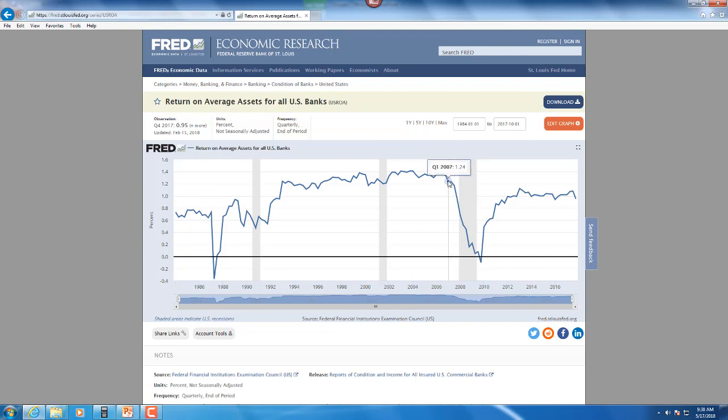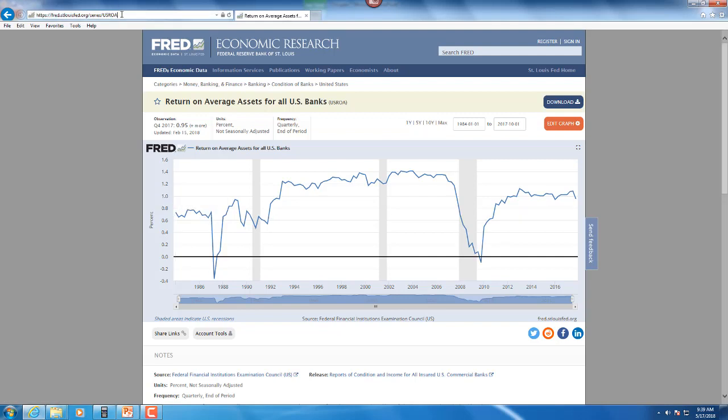Now, in 2006, when the subprime crisis started hitting, they start going down, and of course, they really go to negatives here. And then they recover to go past roughly around 1 again. Right now, it's 0.95. Now, look at this as a percentage. You got less than 1% most of the time. Return on assets. These are for banks.